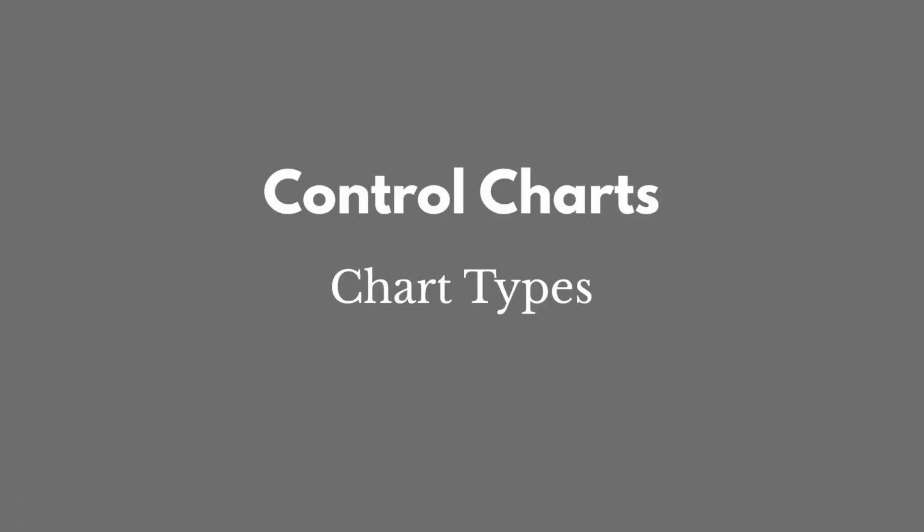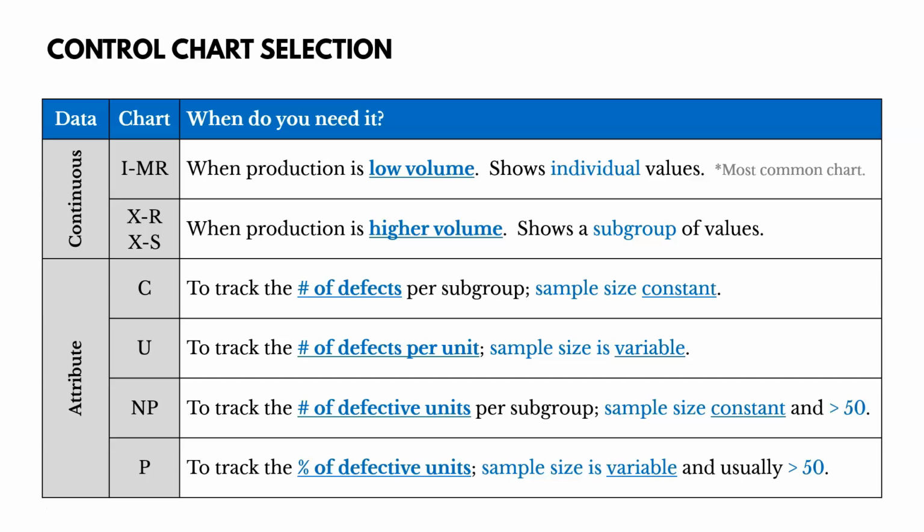So now we're going to talk about different types of control charts. You've basically got 6 or 7 common types, and they're separated by whether they use continuous data or attribute data, like tracking the number of defects or defectives.